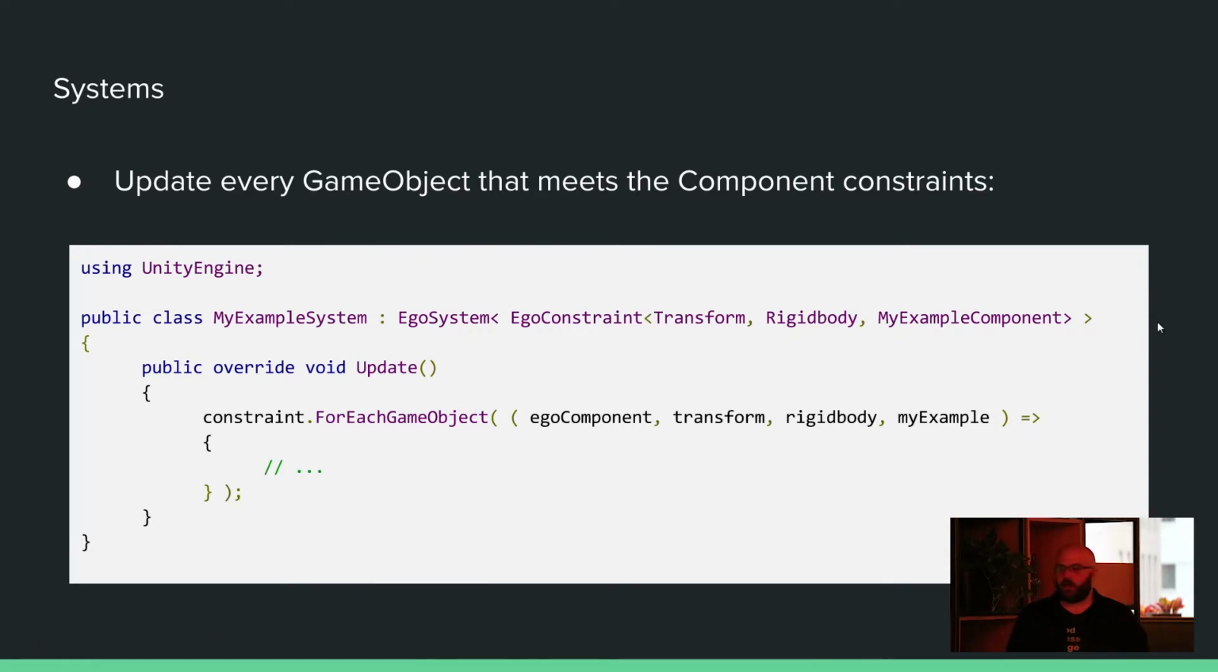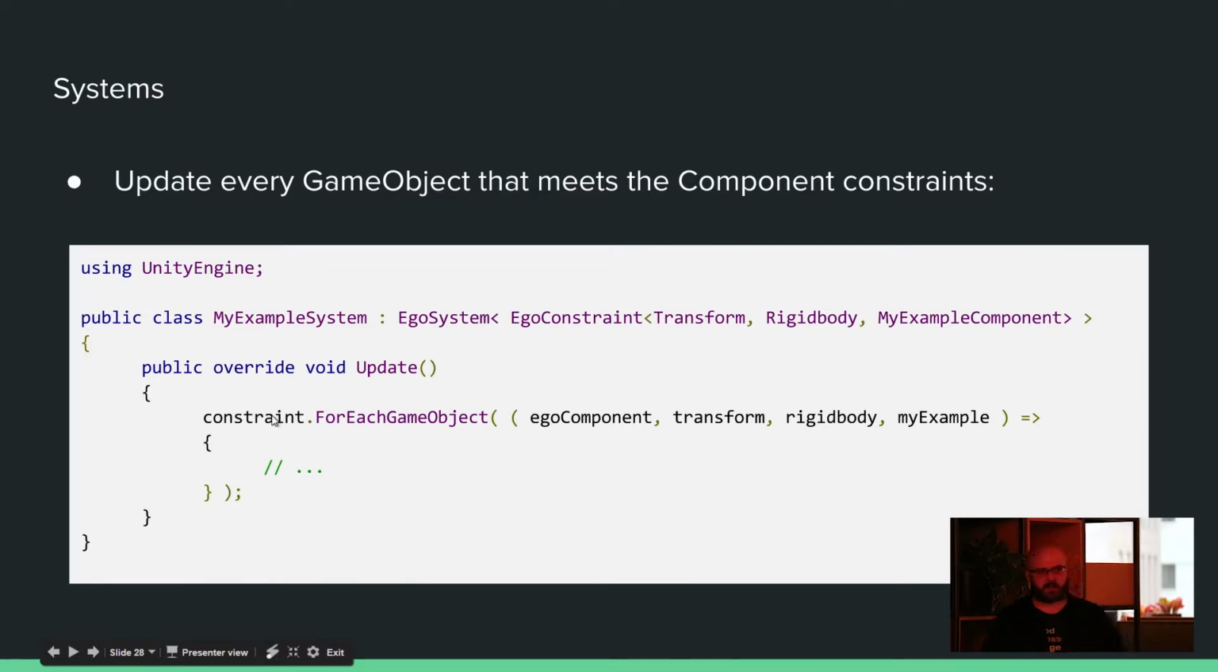And systems are greedy. So if there's extra components attached, it will update those game objects and those components as well, but you will only get access to the transform, the rigid body, and the my example component. Now, different ECS frameworks do these in slightly different ways. Maybe you grab something from a pool, or you grab something from a matcher.